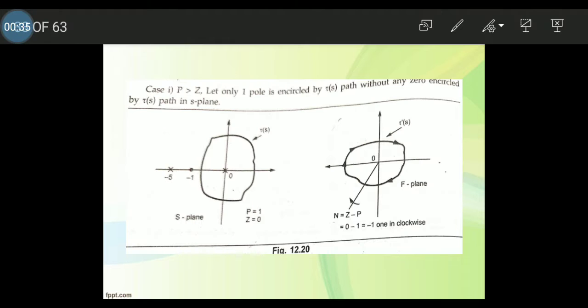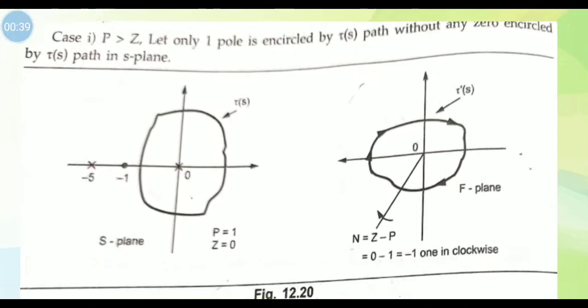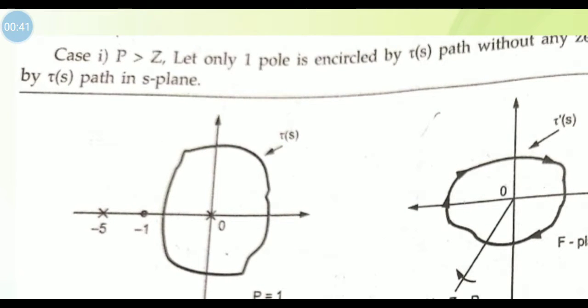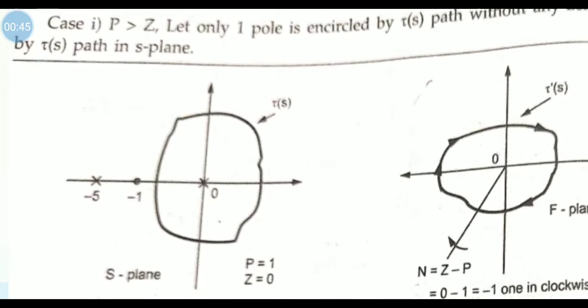So F(s) is equal to 4(s + 1) divided by s(s + 5). Okay, so we'll take the first case. What is the first case? First case is P is greater than Z. Number of poles is greater than number of zeros.